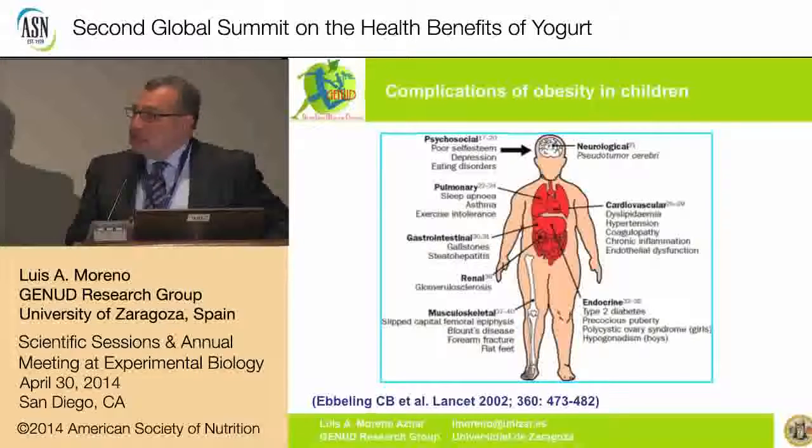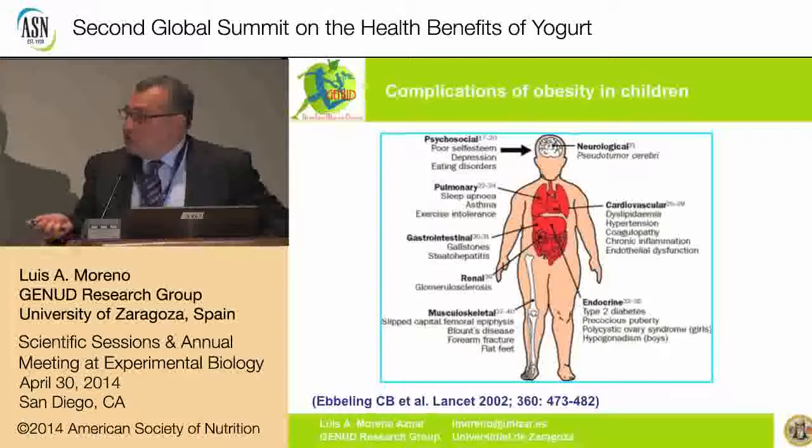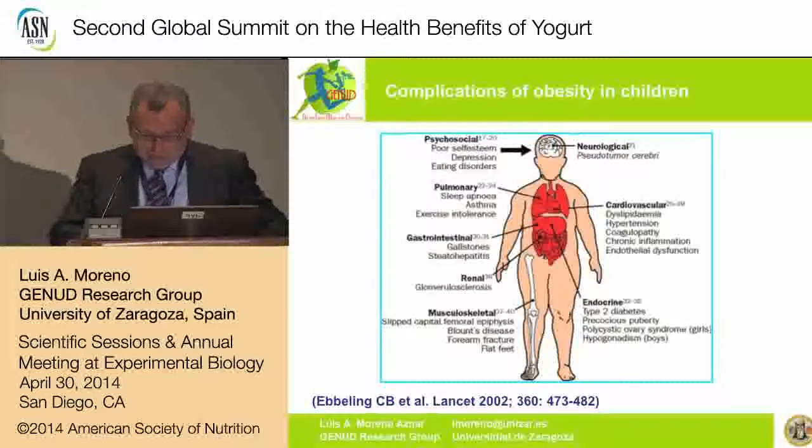In any case, obesity in children and adolescents is a very relevant problem because this is not just an excess of this tissue, it is associated already in children and adolescents with complications affecting almost all the organs and systems in our body. Probably the most frequent complications are the psychosocial ones, but probably the most relevant in the long term are cardiovascular complications like hypertension or dyslipidemia, and the endocrine complications, especially the development of type 2 diabetes.